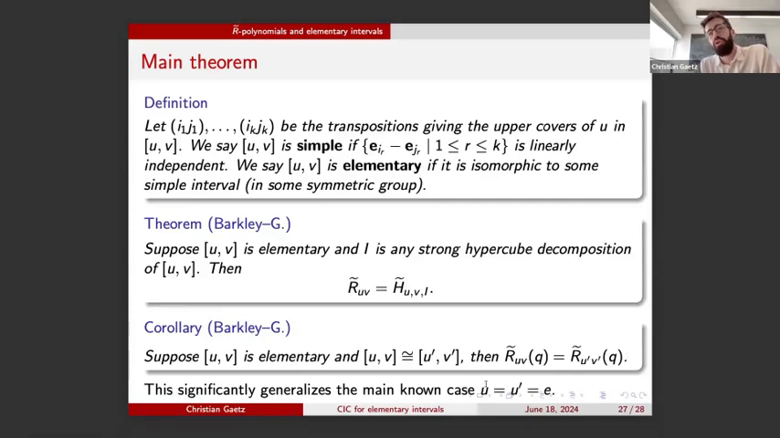Remember, the case U and U prime being the identity was the biggest known class for which the conjecture was already known. In that case, the cover relations of U are just simple transpositions. So they look like I swapping with I plus 1. Any such collection of those vectors, ei minus ei plus 1, is linearly independent. So in particular, lower intervals are simple, but the simple intervals are much richer, and the elementary intervals richer than that.